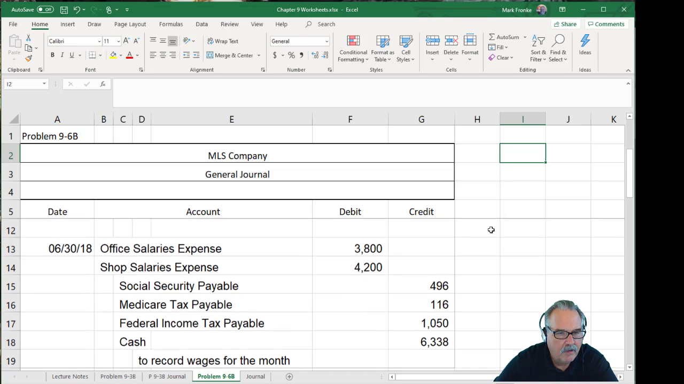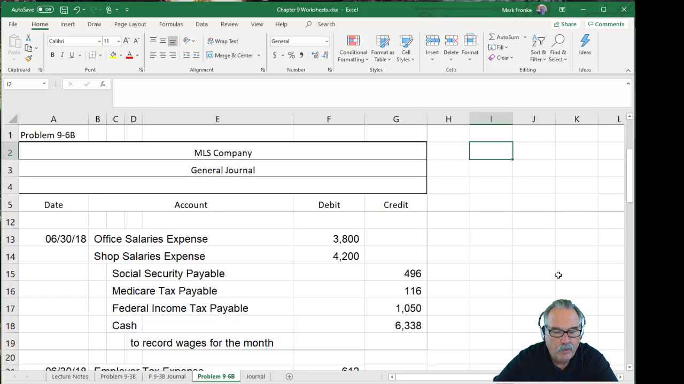So on June the 30th, we are accruing, well, actually, we're paying it too. So they said they're paying wages in cash, so we're not accruing it, we're actually paying it as well. We're recording office salaries and shop salaries. These are the expenses. This is the gross wages. And then we are accruing for Social Security, Medicare, and federal tax that we are going to owe to the government. And then we actually handed out cash of $6,338 to the employees.